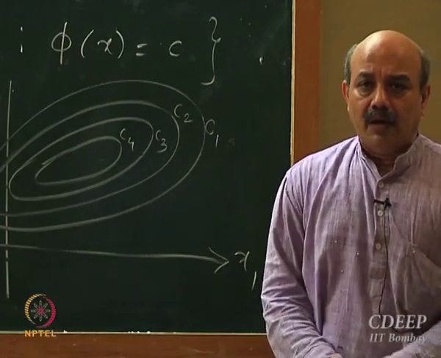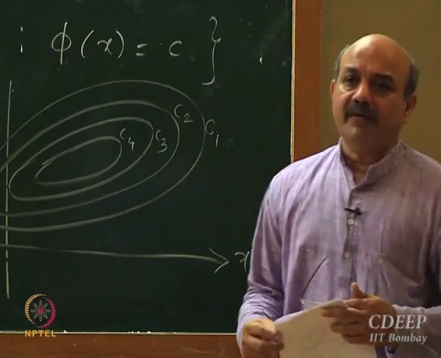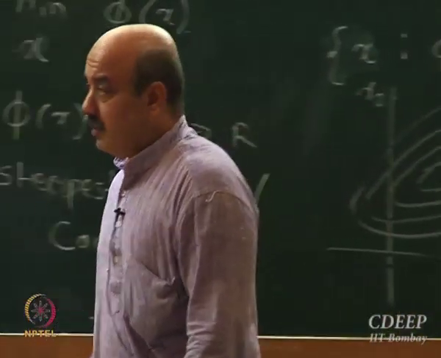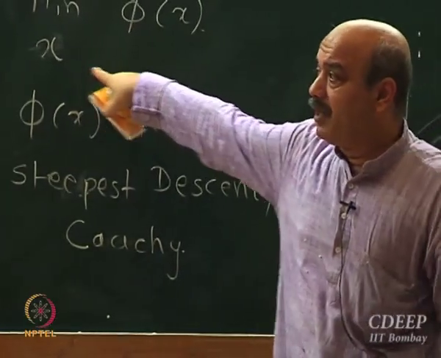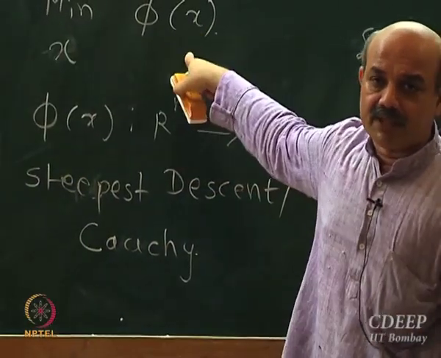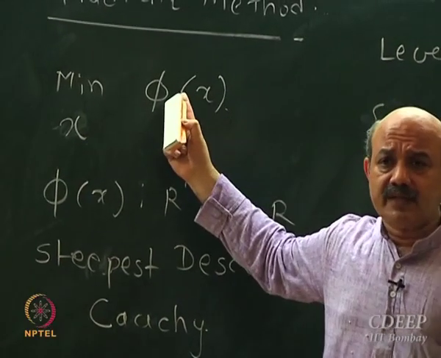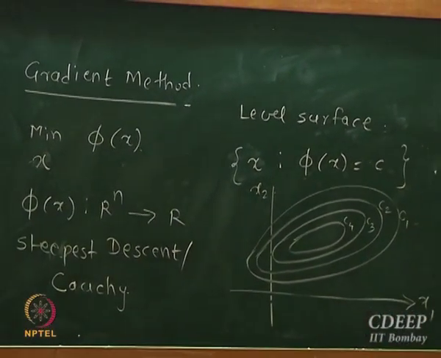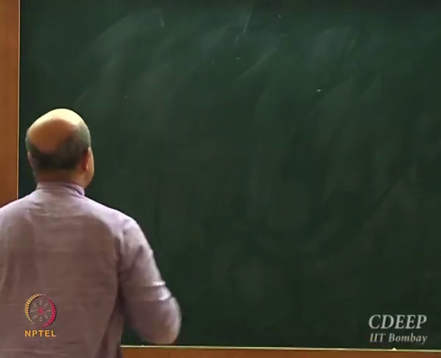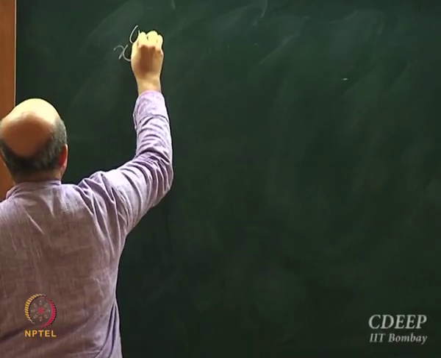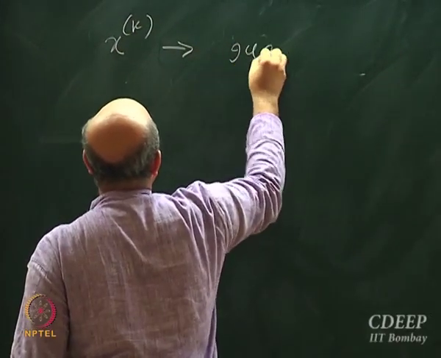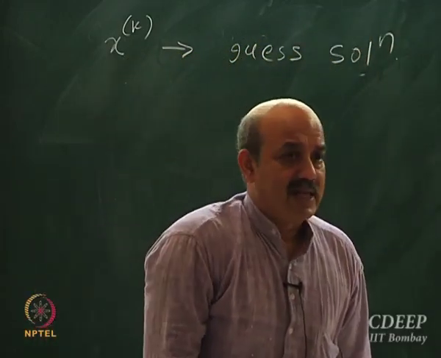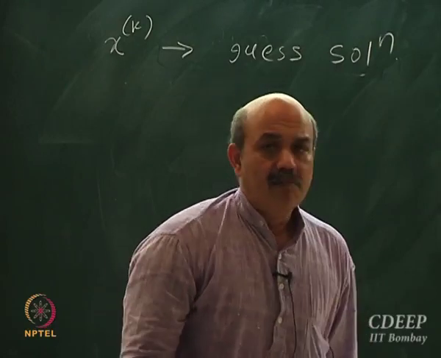Now I'm going to use the local behavior of these level surfaces to come up with an iteration scheme for solving this minimization problem. For the time being, I am going to forget about solving linear algebraic equations. I am just concentrating on this general problem, any phi of x, not a specific one. Let's say I have some guess solution, xk. Xk is unlikely to be the minimizer, but it is my guess.